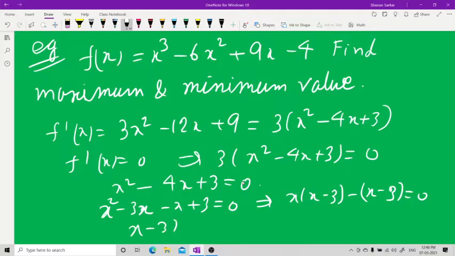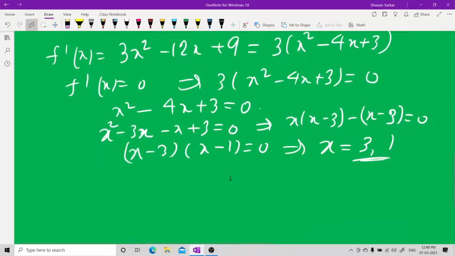(x minus 3)(x minus 1) is equal to 0, implies x equals 3 and 1. We need to check whether it has a maximum value or minimum value at 3 and at 1. 3 और 1 में maximum या minimum value होगा.